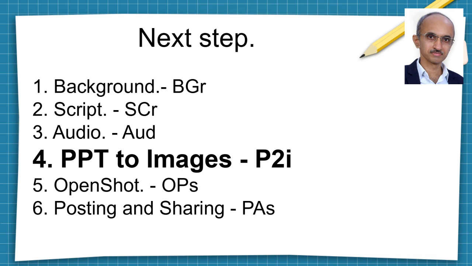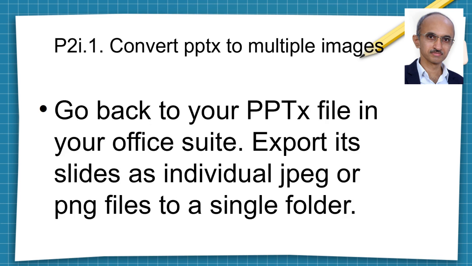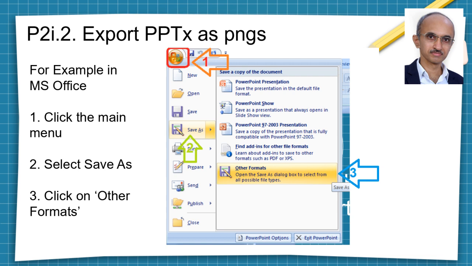In the next step, we convert all the slides of the PPT to multiple images in serial order. Open your PPT file in your Office suite. Export its slides as individual JPEG or PNG files to a single folder. For example, in MS Office, click the round button on the top left. A menu appears. Select Save as menu. A submenu appears. Click on the menu Other Formats.